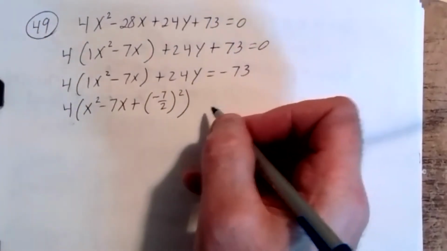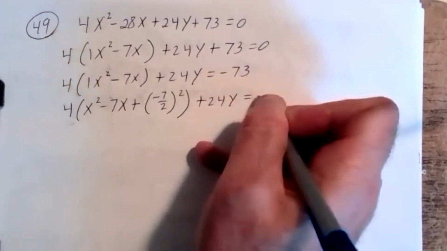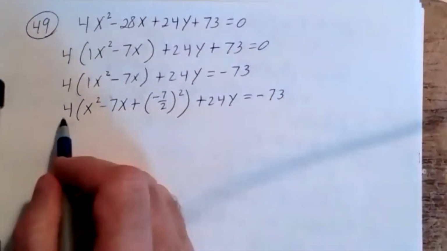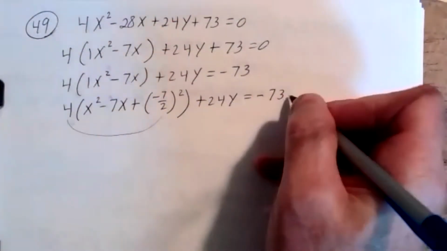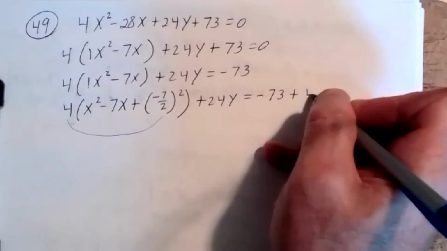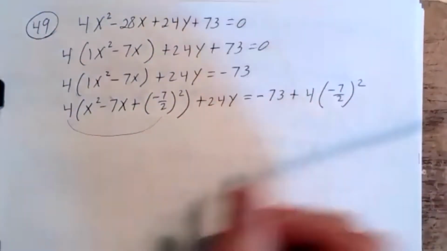But ladies and gentlemen, I added a new number to the left side of my equation, and the new number I added was 4 times (-7/2) squared. So I have to add that number to the right side so I do not upset this equation or change it. All right.